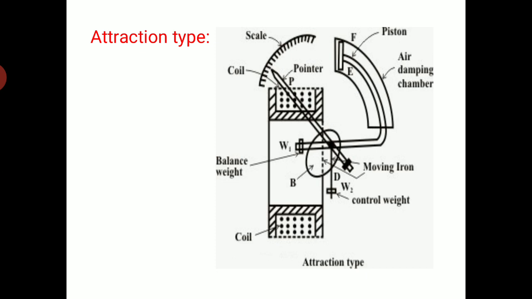Similarly, in the attraction type we use the same thing: the coil, and on both sides of the coil the circular moving iron is mounted eccentrically, with the controlling weight for gravity control and a balancing weight to maintain it, and a piston and air damper chamber for producing the damping torque. In the attraction process, it tries to move the pointer.